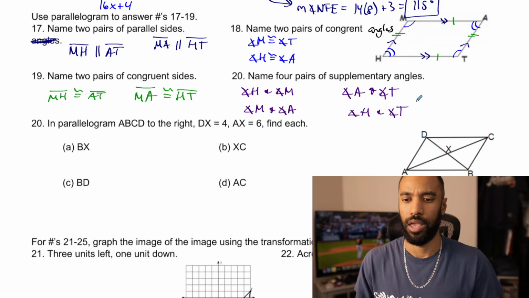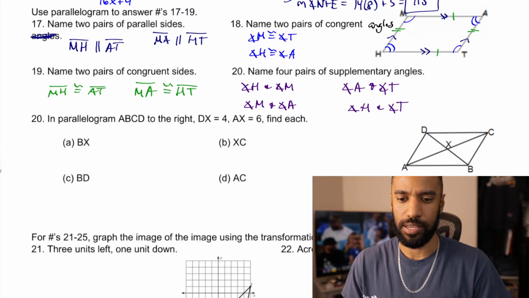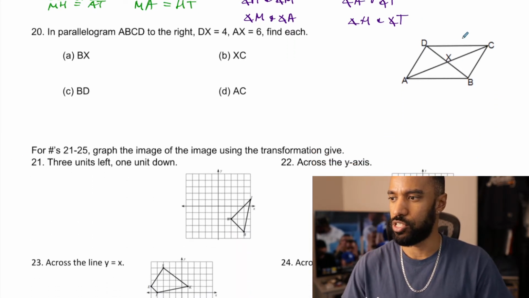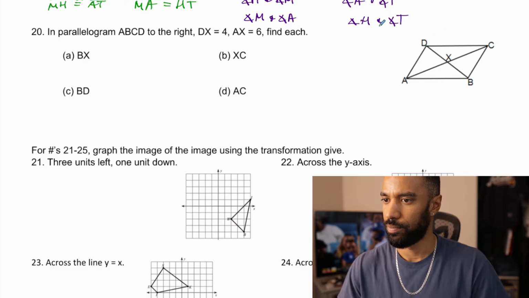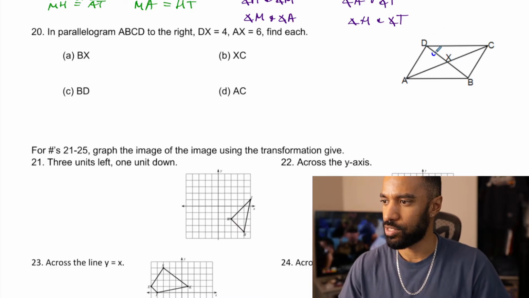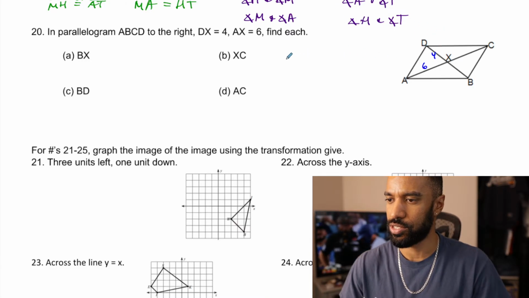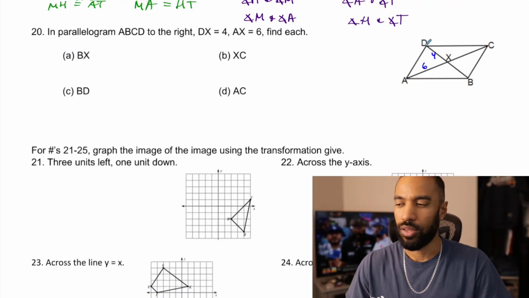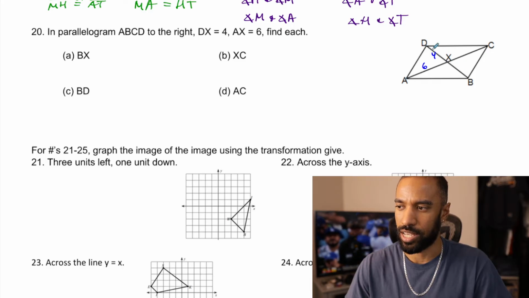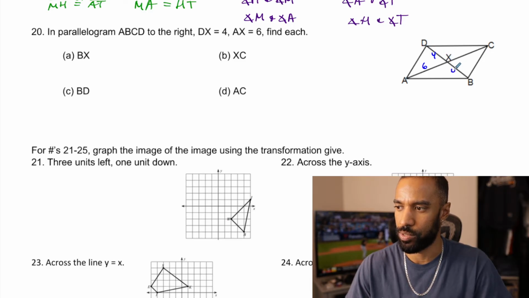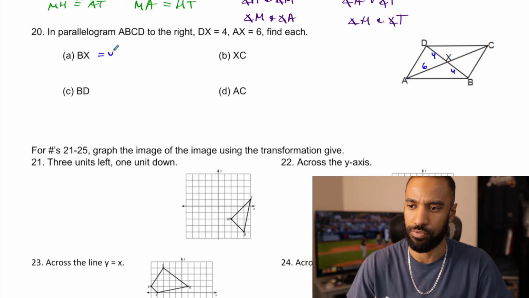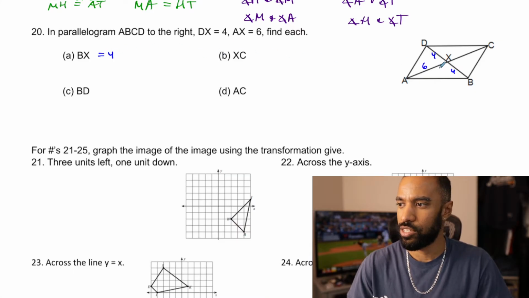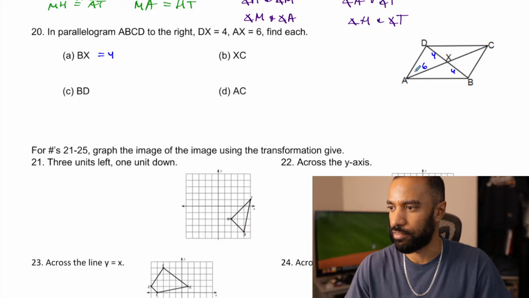There we go. All right, in parallelogram ABCD to the right, the length of DX is 4 and AX is 6. Find each. Find the length of BX. Well, in a parallelogram, diagonals bisect each other. So if this is 4, so is this. That means BX is 4. XC again, if they bisect each other.